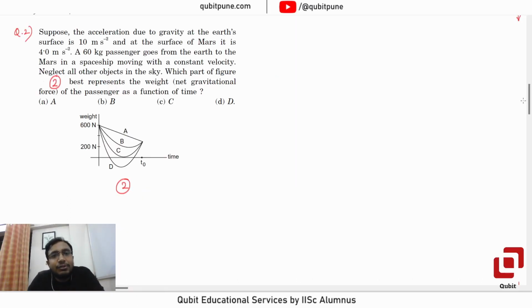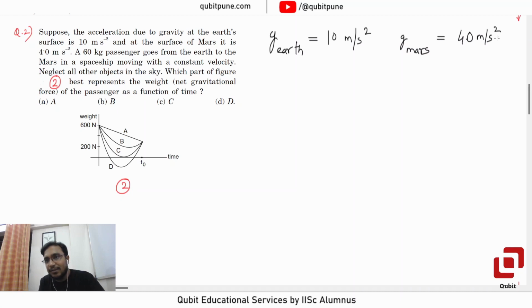Suppose the acceleration due to gravity at the Earth's surface is 10 meters per second squared, and at the surface of Mars it is 4 meters per second squared. So g Earth is 10 and g Mars is 4 meters per second squared. What is g on the surface of the moon?